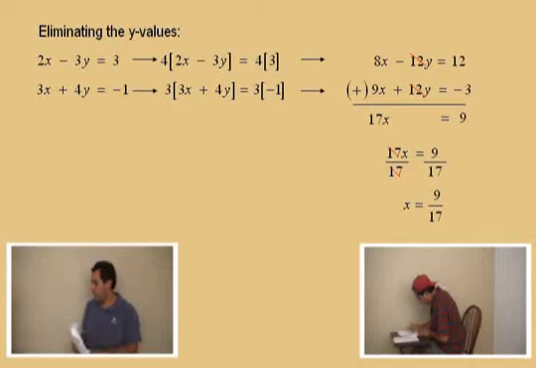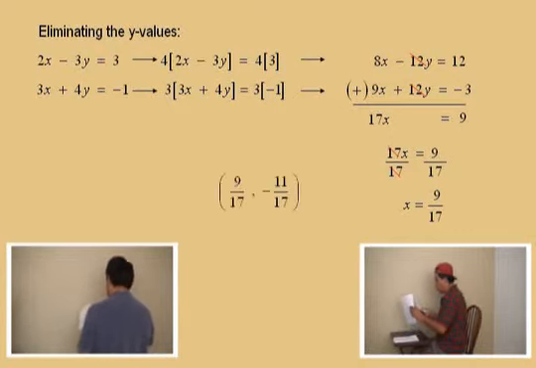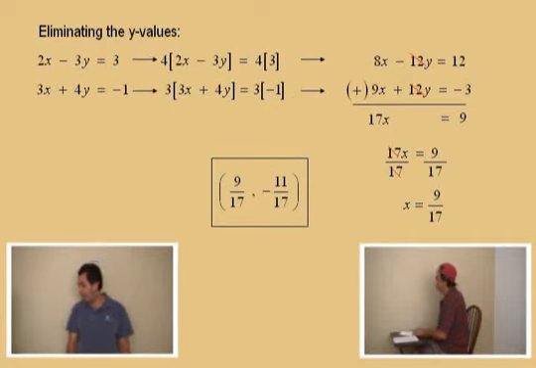Okay. So, our ordered pair then is what, Charlie? What's the point of intersection? 9 over 17, comma, negative 11 over 17. 9 17ths, comma, negative 11 17ths. Very nice, Charlie. That is solving the system of linear equations by the elimination method. Remember, this ordered pair is the intersecting point of those two lines. Anyway, much fun. Don't forget to circle your answer, and we'll see you all next time.